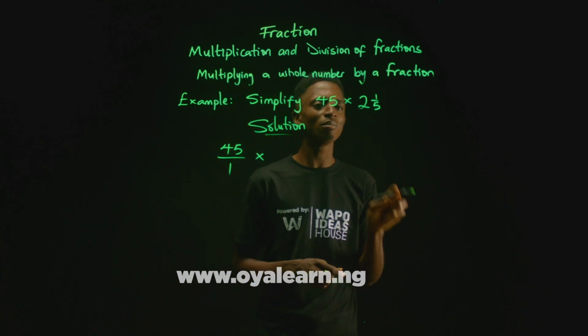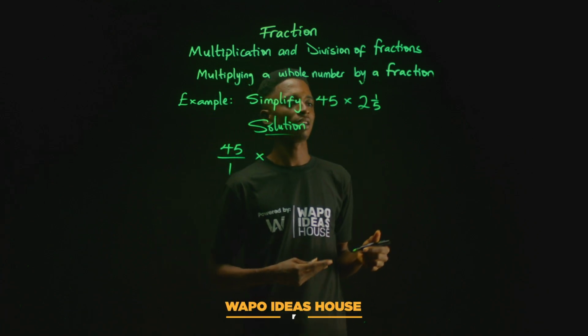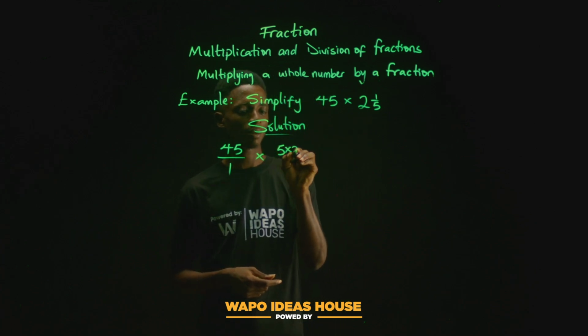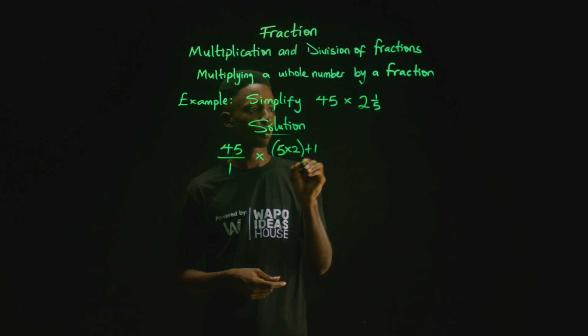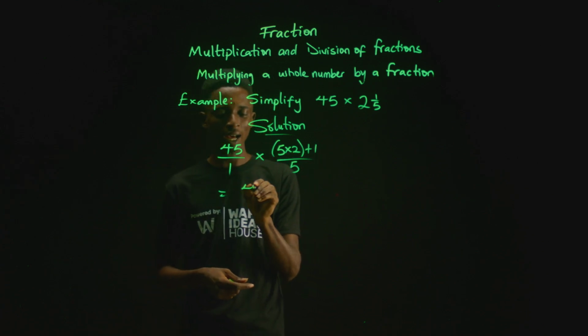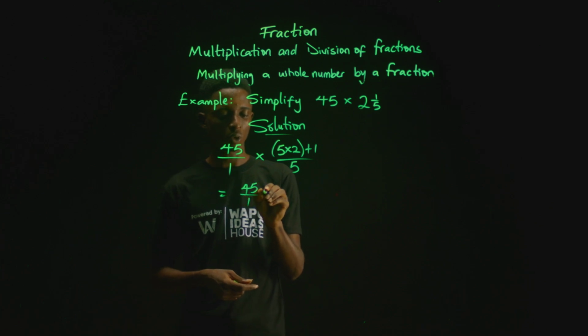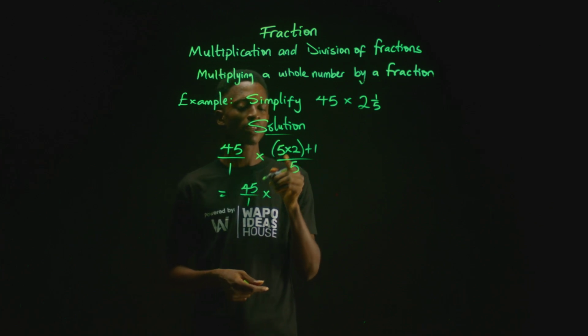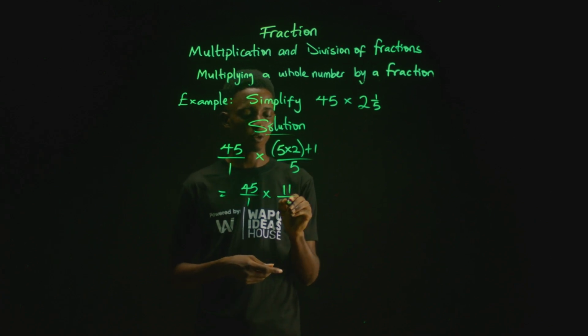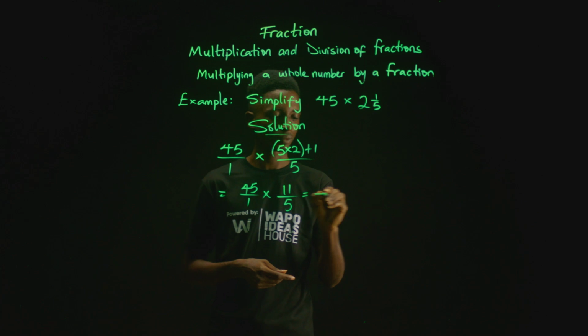Now we write this mixed fraction 2 whole number 1 over 5 as an improper fraction. That is, we are having 5 multiplied by 2 plus 1 over 5. Now when we simplify this further, we would have 45 over 1 multiplied by 5 times 2, that gives us 10, plus 1, and then we have 11 over 5.